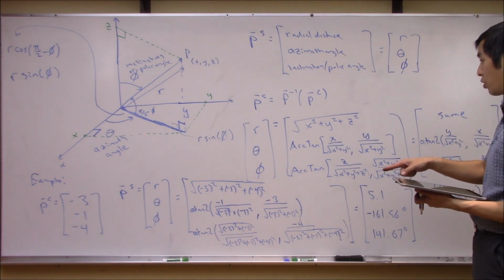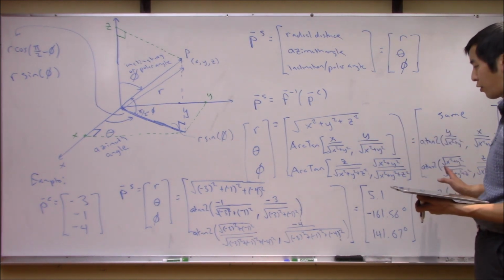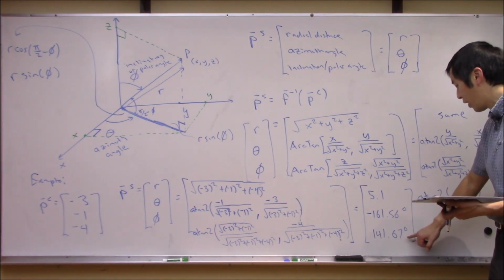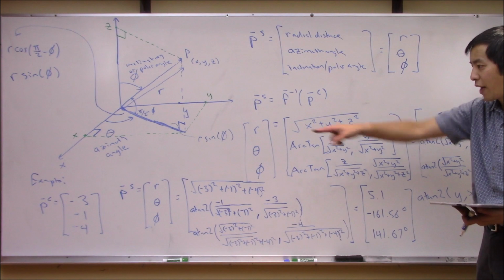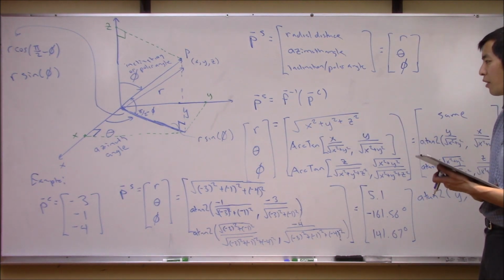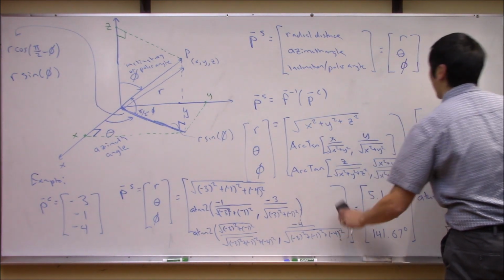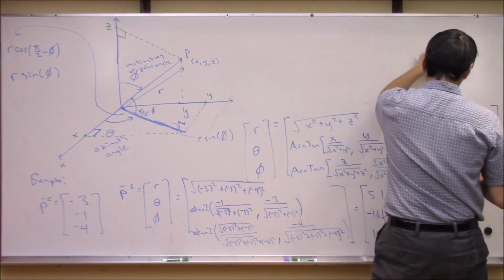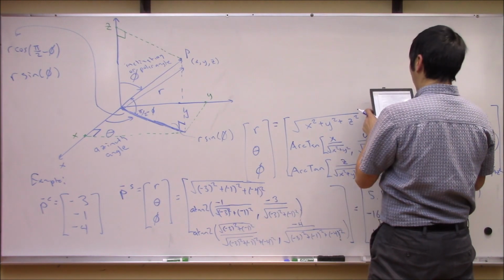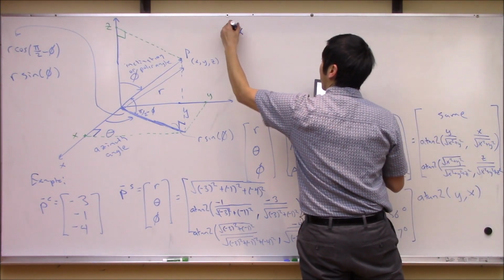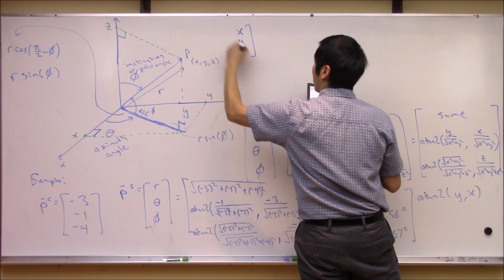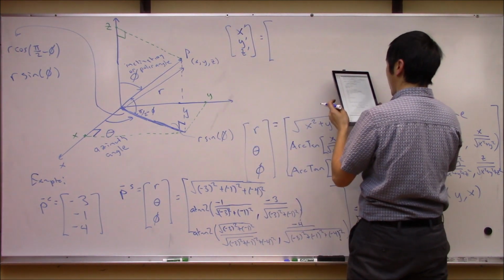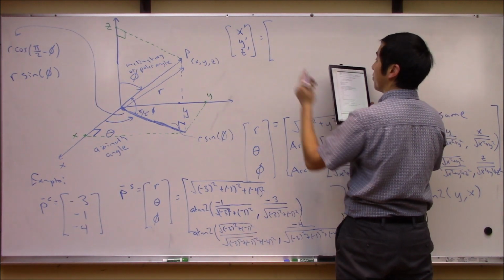Now let's go back and verify that the reverse transformation also worked. If we are given this radius, azimuth angle, and inclination angle, can we still recover -3, -1, -4? All we have to do is call this x, y, z, and put primes on these to denote their check values.